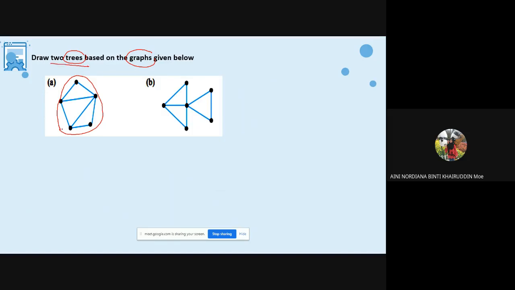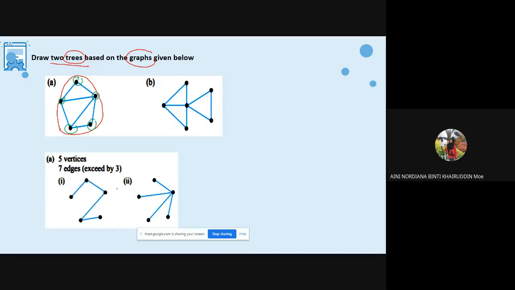So you tengok soalan ni ada 5 vertex. Cikgu guna colour lain. Okay. 1, 2, 3, 4, 5. So your answer, you buat 5 vertex. Then yang edges ni, you letak 4 je. Ni salah satu jawapan.